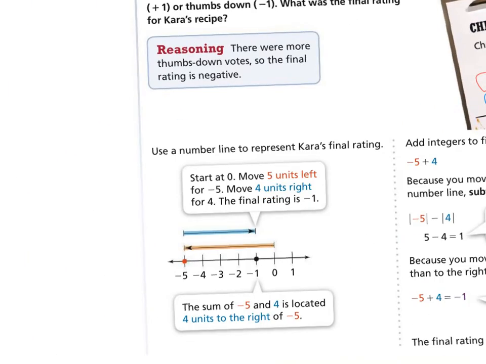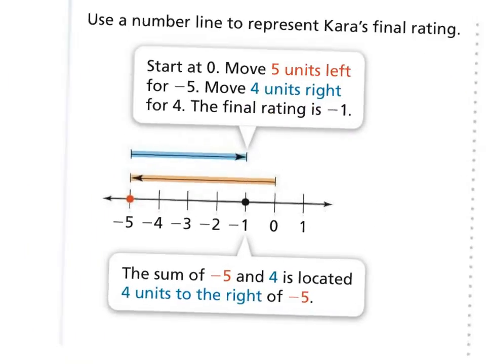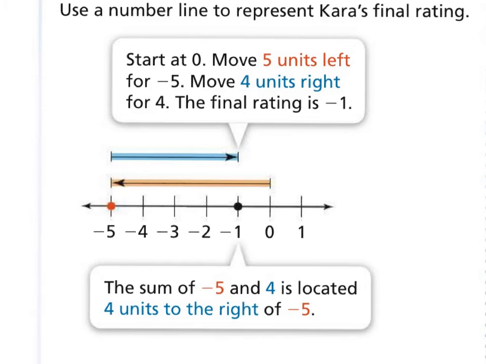So what they did, they started on the number line, they started at 0, and they went 5 to the left to represent the -5, and then they went 4 to the right to represent the +4, and that brought them to -1. So -5 plus 4 is equal to -1.